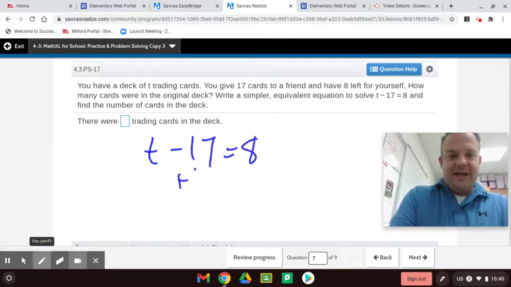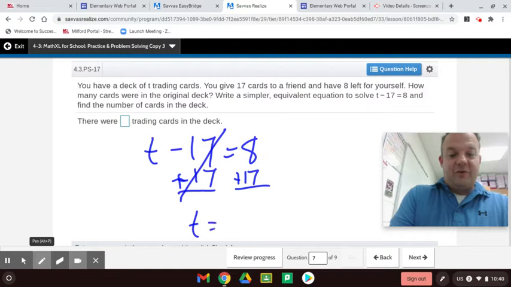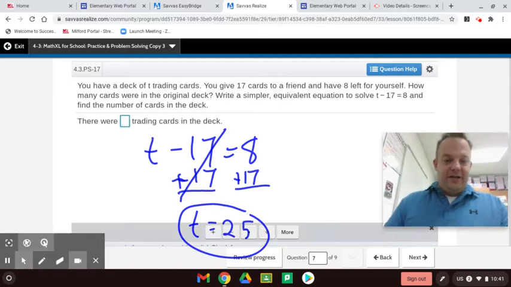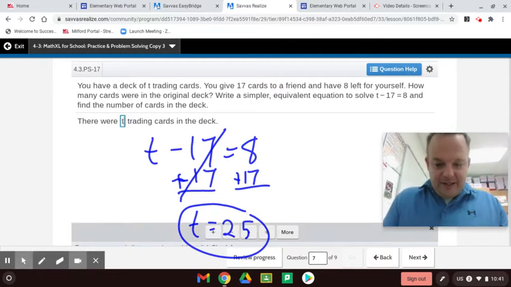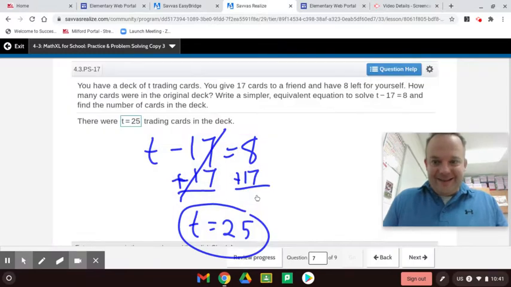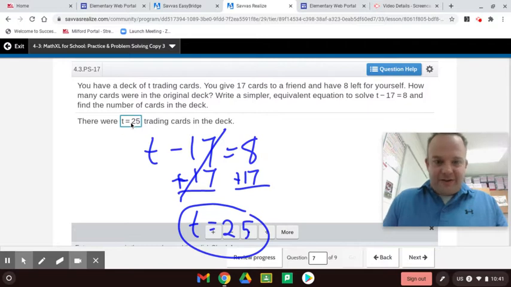Now what I like to do is add 17 on both sides like this. I'll do my way. Okay, this cancels out. It becomes 0. Now you found your goal of finding T by itself. T equals 25. Now let's check. 25 minus 17 is 8. Yep, that works. So right here, we are going to put T equals, because an equation has an equal sign, 25. Oh, there were 25 cards.